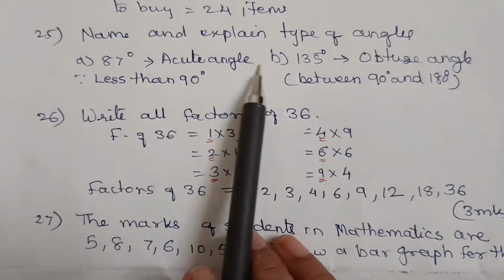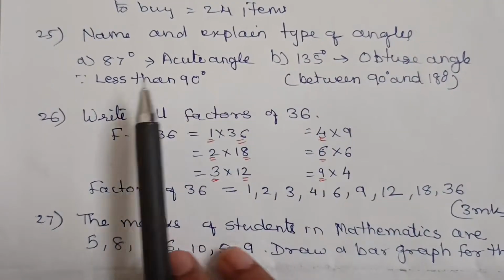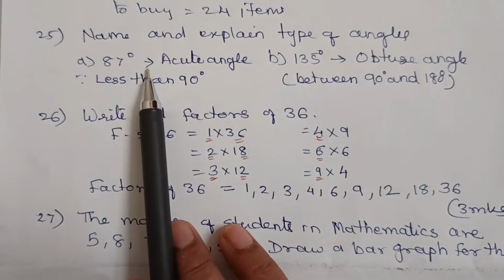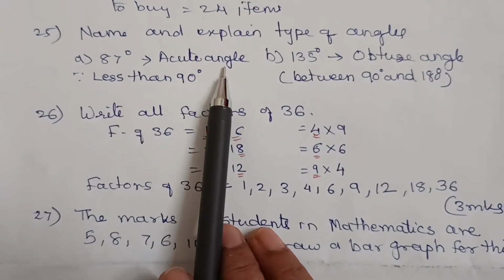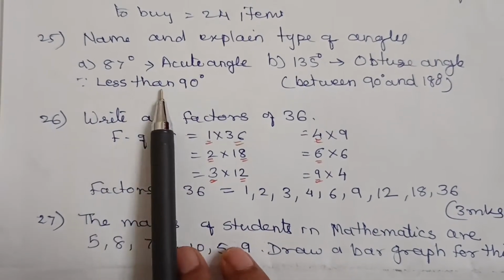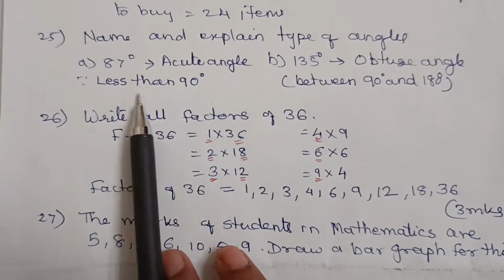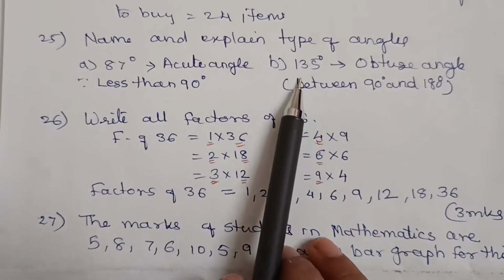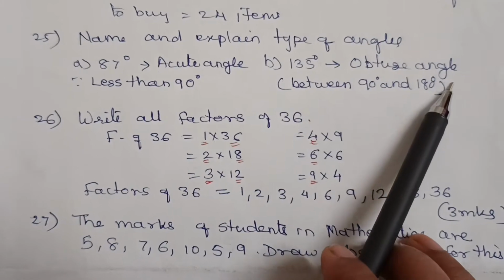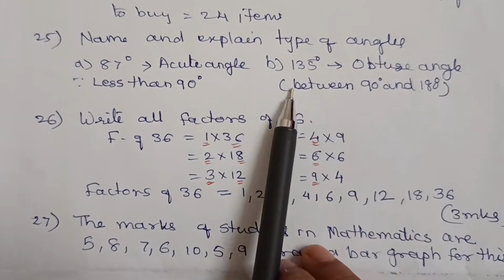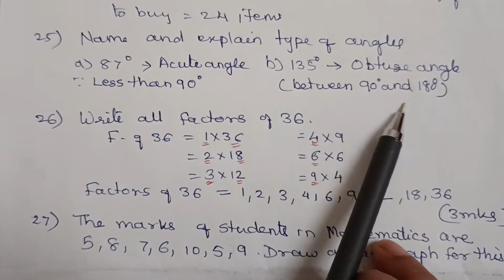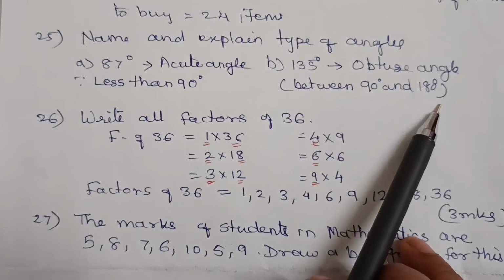Question number 25. Name and explain type of angles. A, 87 degree. 87 degree is an acute angle since it is less than 90 degree. Its measure is less than 90 degree. 135 degree is an obtuse angle because its measure is between 90 degree and 180 degree.